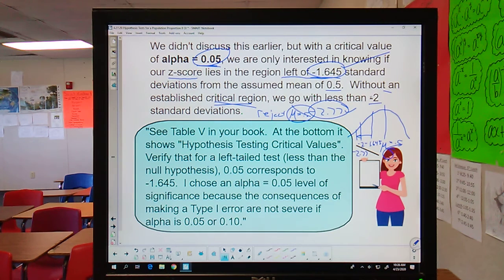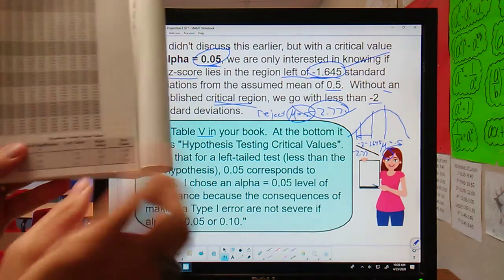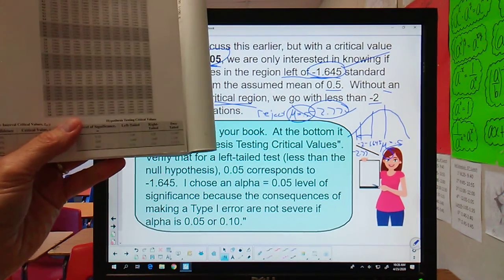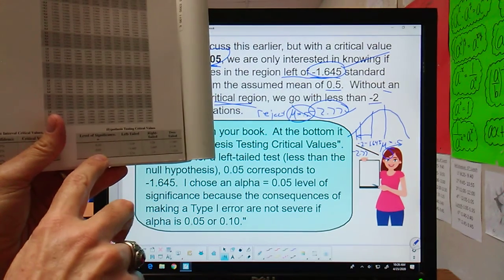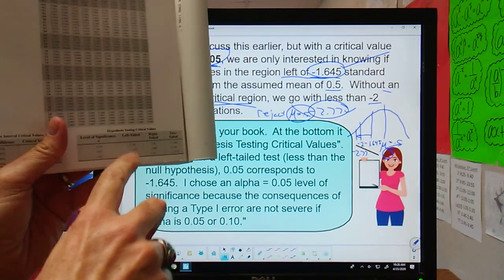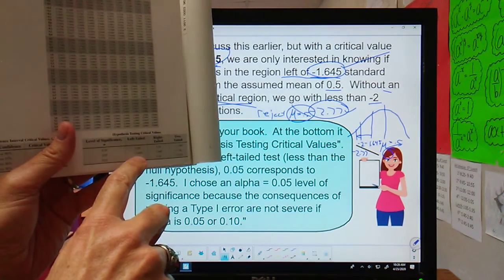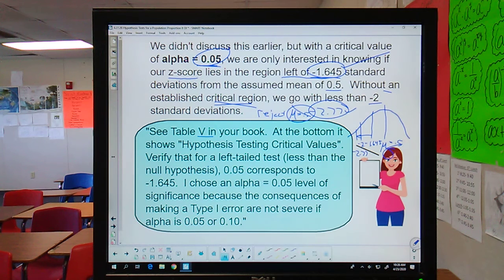Now, some of you are saying, how did he get negative 1.645? That's table 5 in the back of your book. Go to table 5 in the back of your book, and at the bottom, you'll see another chart that says hypothesis testing critical value. If your level of significance is 0.05, then a left-tailed is negative 1.645. A right-tailed is positive 1.645. What do you mean by left? Well, left side, right side of the mean. The mean's right in the middle, so the right side, the left side. So it gives you that number in the back of the book.